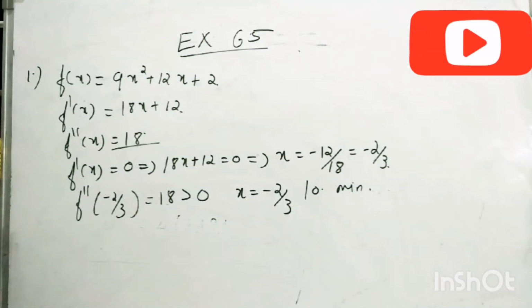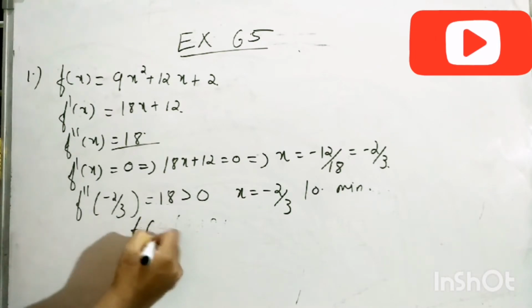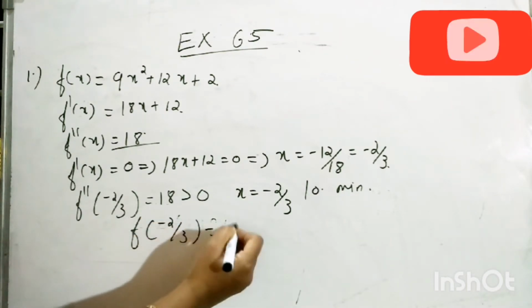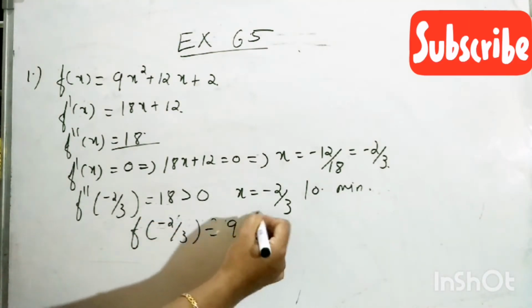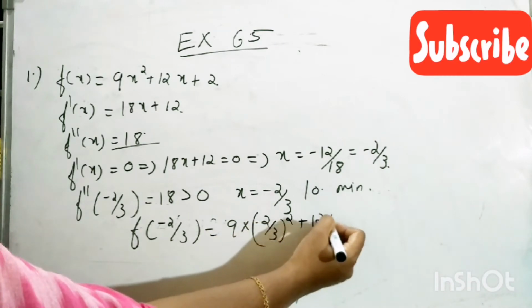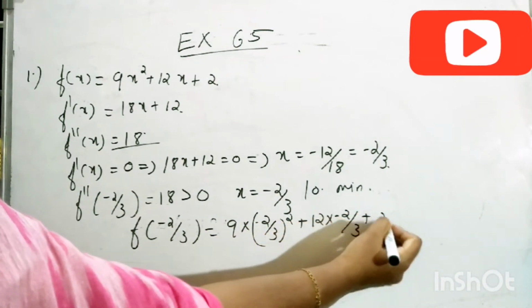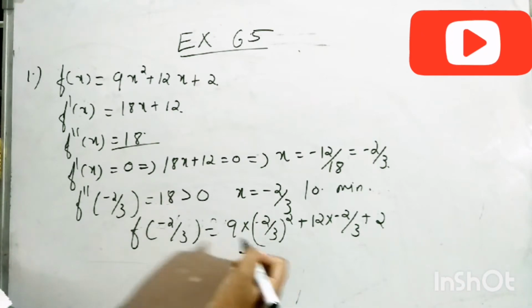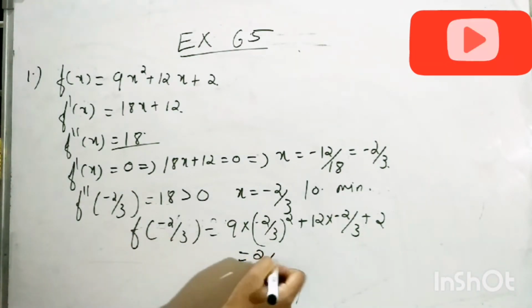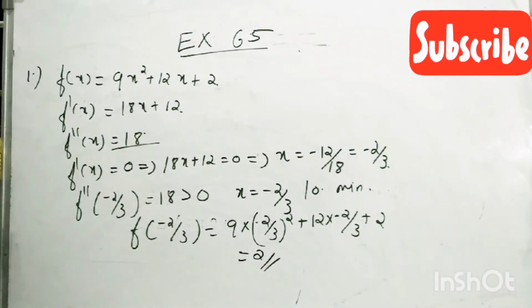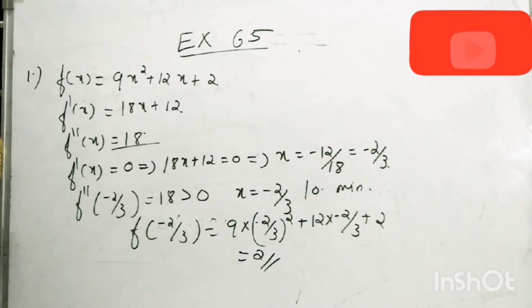And that local minimum value, that is f of minus 2 by 3, is equal to 9 into minus 2 by 3 all square plus 12 into minus 2 by 3 plus 2, and we will get 2. Therefore, the local minimum value of our function f at x is equal to minus 2 by 3 is 2.